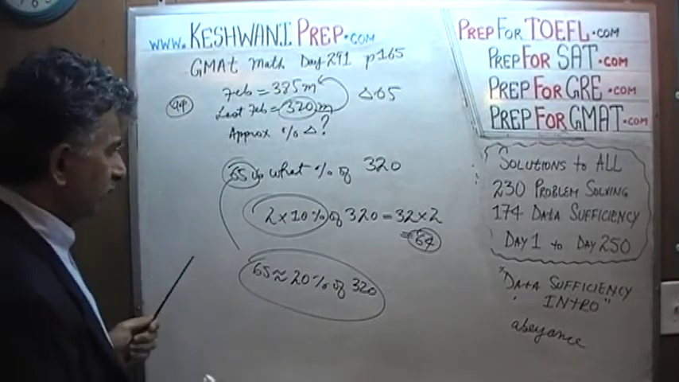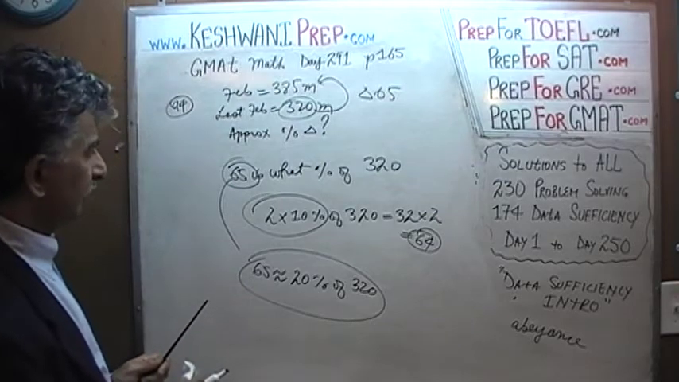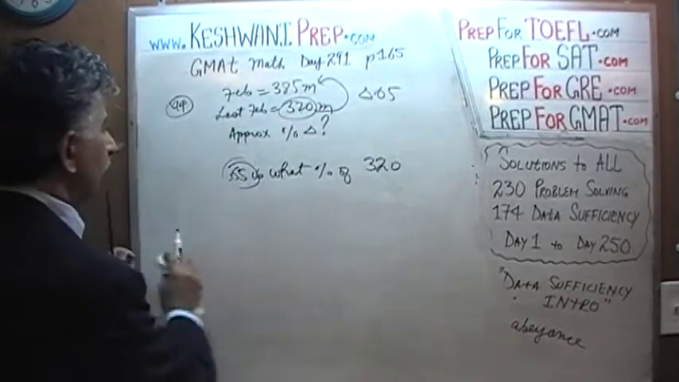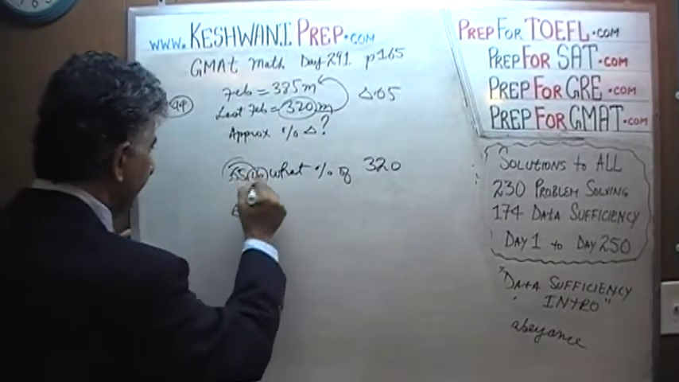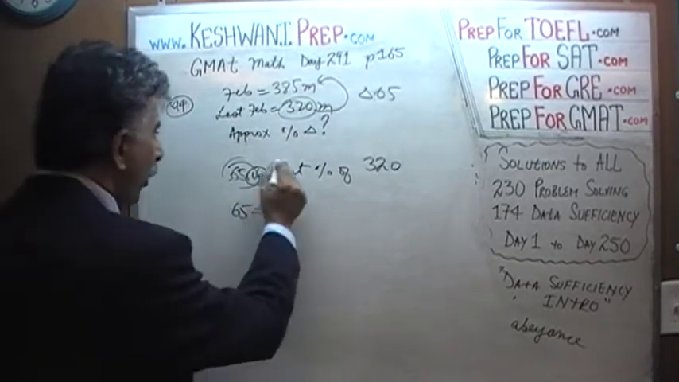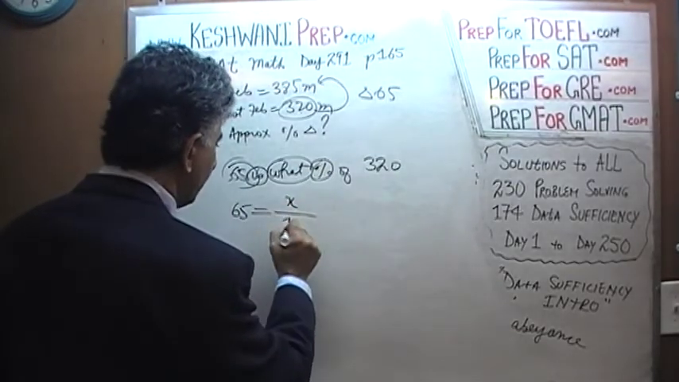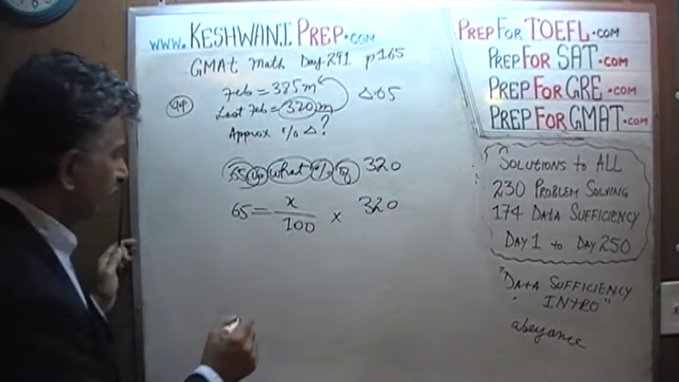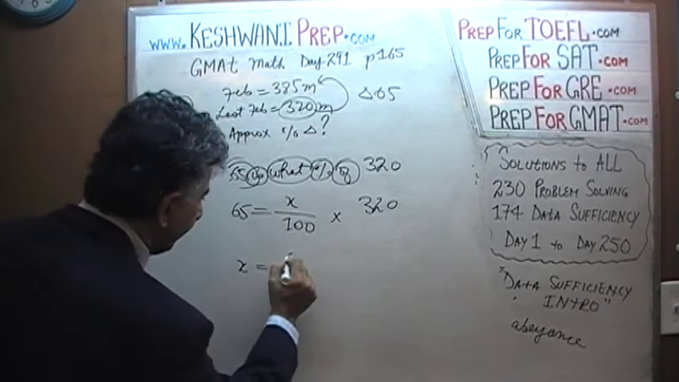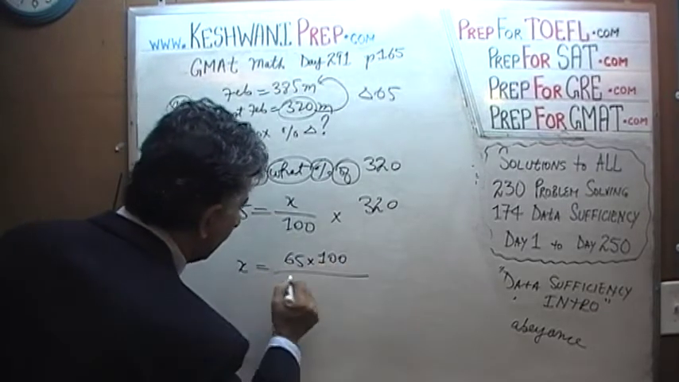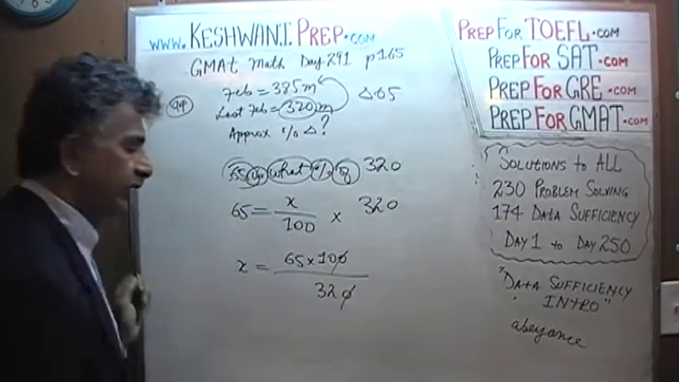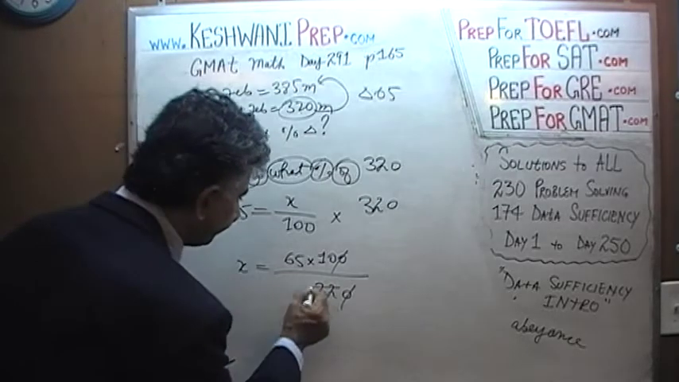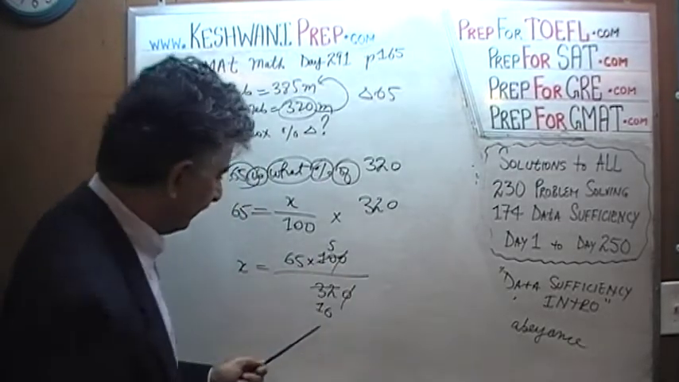But let's do it the proper way, okay? I shouldn't have taken up all the room here, so we're going to have to erase it. So, here we go, the proper way. 65 equals, what is our unknown? Percent means over 100. Of means times, and 320. That's it. And we need to solve for x. So x equals 65 times 100 over 320. Divide top and bottom by 10, that takes care of the 0. Let's divide top and bottom by 2, so we get 5 and 30, 16.